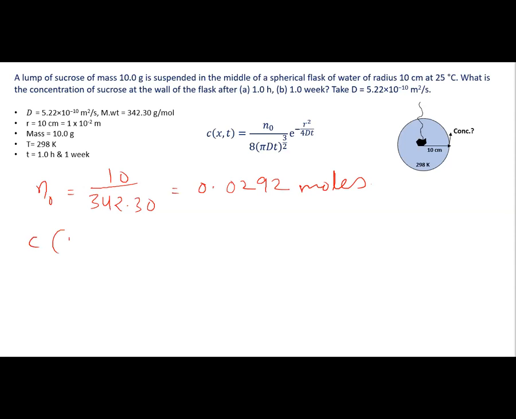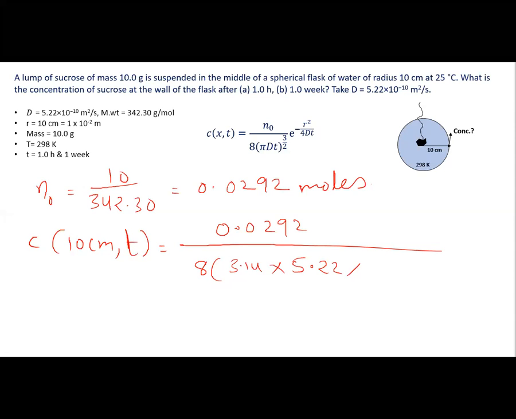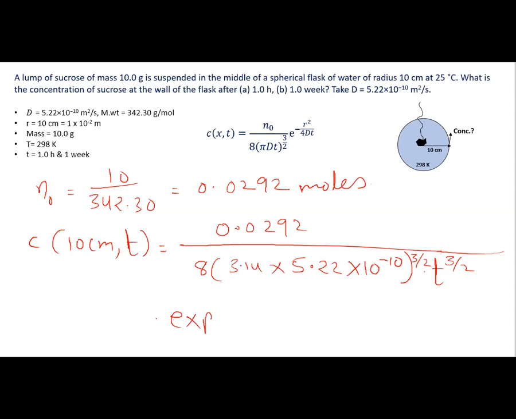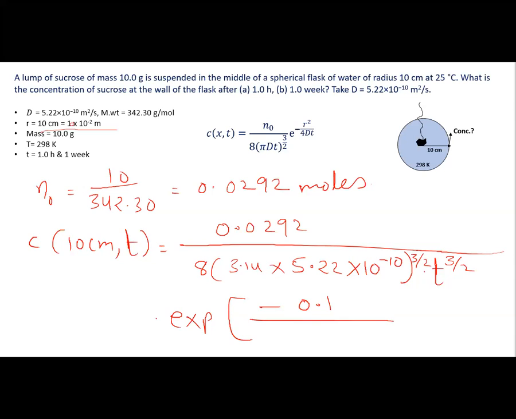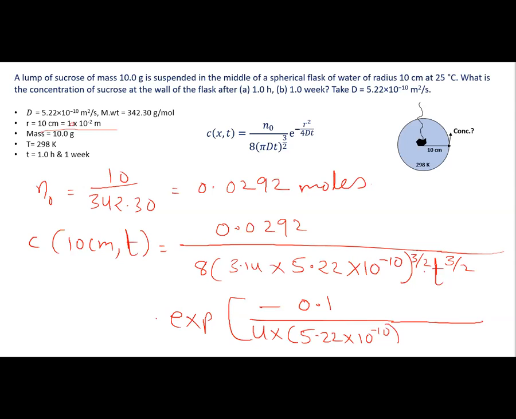We need to determine the concentration at 10 centimeters and at different times. So let's derive a generalized equation first, where we can input the time as a variable. The moles is 0.0292 divided by 8 times 3.14 times the diffusion coefficient, 5.22 times 10 power negative 10, times time to the power of 3 half. We also have a power to the entire terms in the parentheses, times an exponential term: minus r squared, where r is the radius, that is 10 centimeters. I converted that to meters. This should be 10 times 10 power negative 2, which is 0.1, divided by 4 times 5.22 times 10 power negative 10 times t.